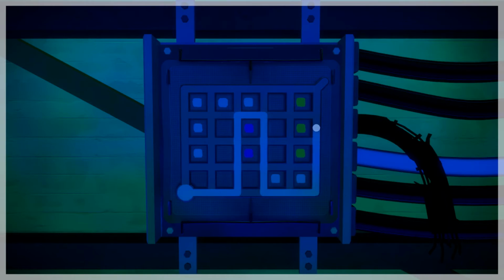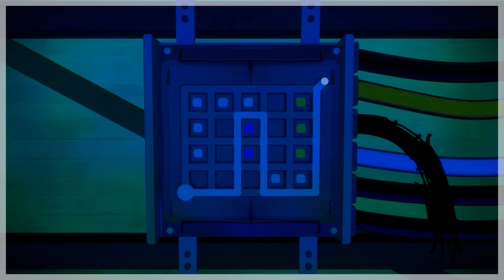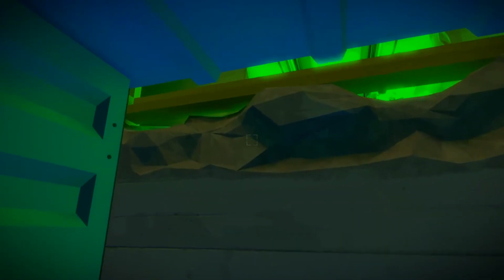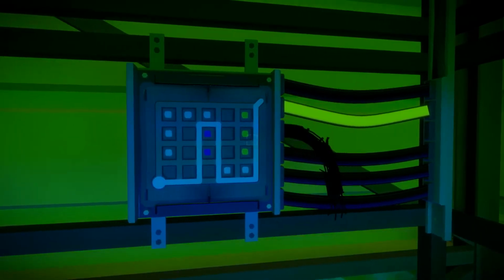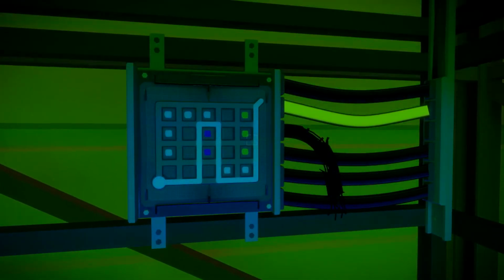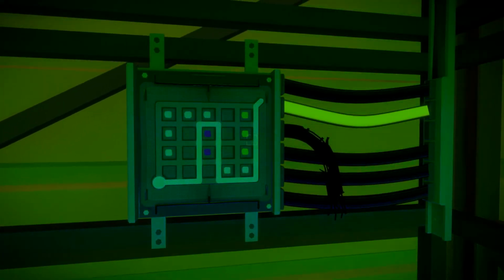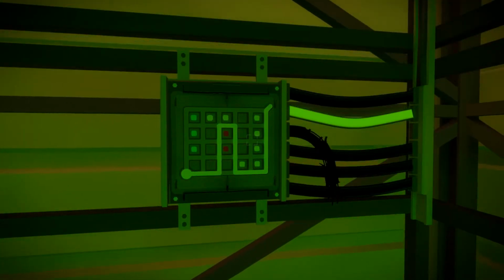So I think this is the solution to get up past a broken wire. Apparently so. Holy crap. This game, man, is freaking difficult. If we look at the solution here. It didn't show it. Oh yeah, it did show it. There you go. That's how that works. Okay. Cool.